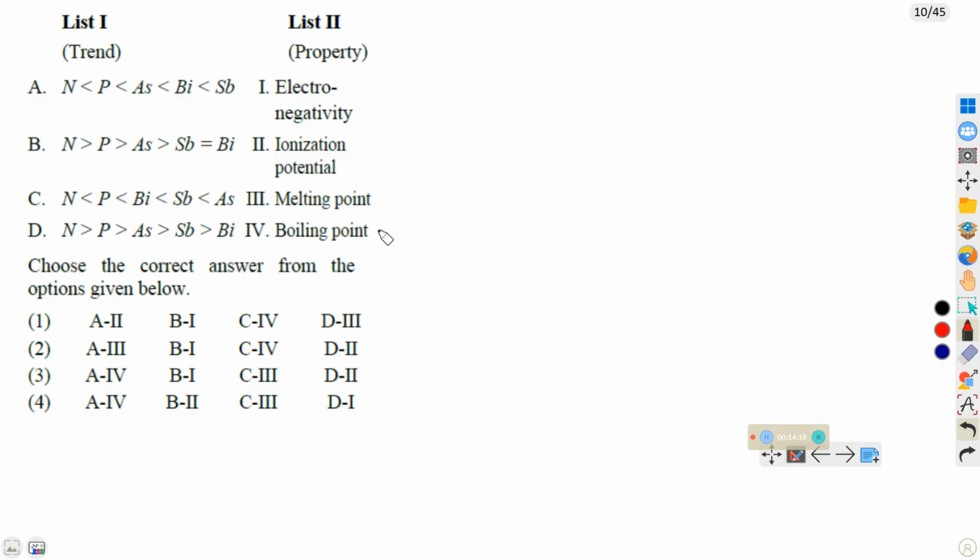Match the following. First one. Nitrogen less than phosphorus less than arsenic less than bismuth less than antimony. This is boiling point order, A4. After that, antimony, bismuth equal values, electronegativity values are equal. B1, A4, B1. Only one option. That is the third option.